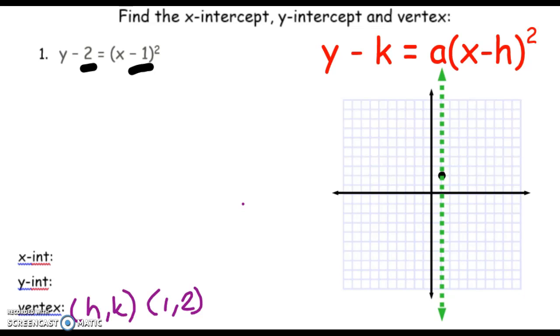And you're going to see now where we can go from here. A is going to determine if it's going to open up or down. And so that's going to be here, which is just 1. It's a positive 1, which means it's going to open up.